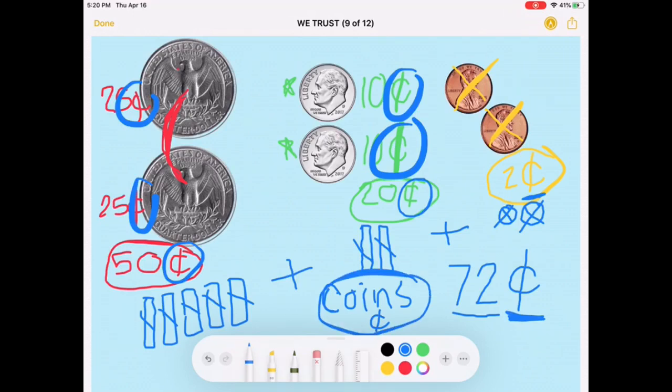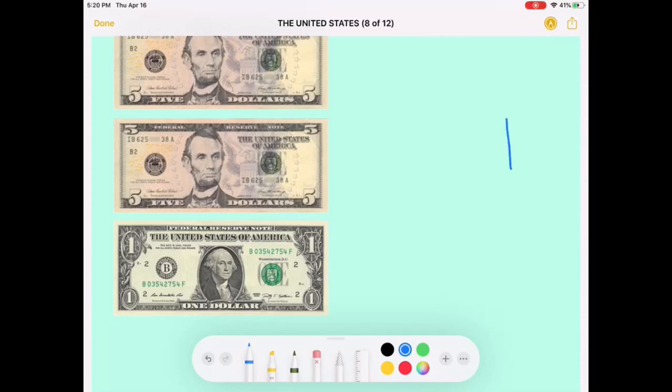All right, let's move on to dollars. Here is a page for us to practice writing our dollar sign with dollars. Right here, I've got a $5 bill and another $5 bill and then a $1 bill. I want to add these together to know how much money I really have on this page. 5 plus 5 I know is $10.